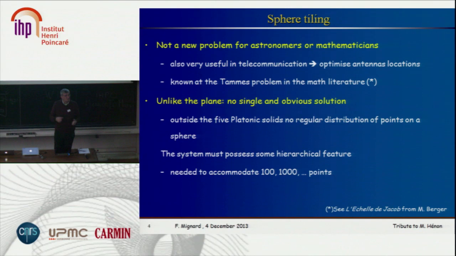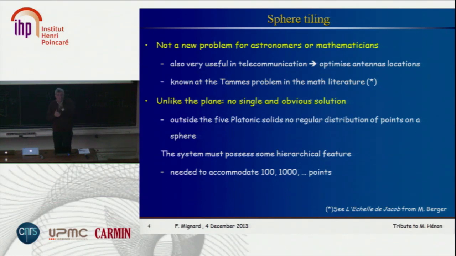So maintaining the optimal distances. It is still known in mathematics literature as the Tammes problem. You can look at the marvelous book of Marcel Berger, L'échelle de Jacob, in which there is a full chapter about this issue of tiling a regular sphere. Unlike the plane, there is no single and simple natural solution.